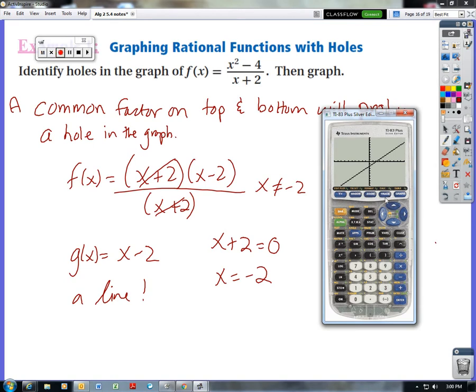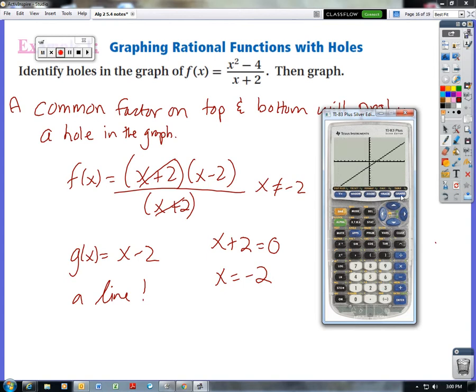Let's trace and see. Of course, let's just look at the table. That'll be easier. So on your table setup, let's start at negative 2. Second table. See how you have a y value everywhere, but at negative 2 there's an error? So that indicates that there's a hole there.